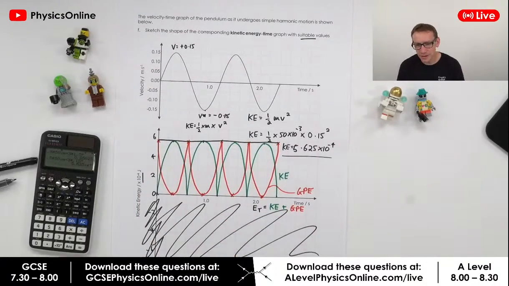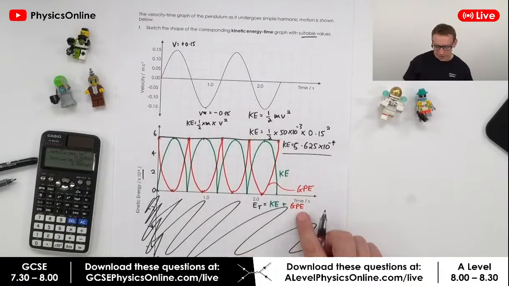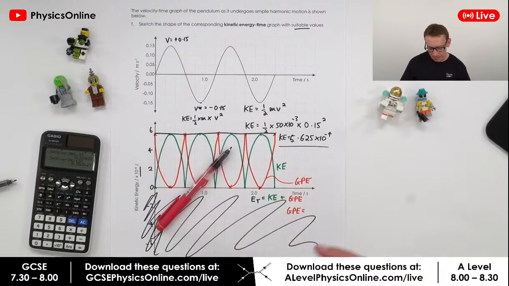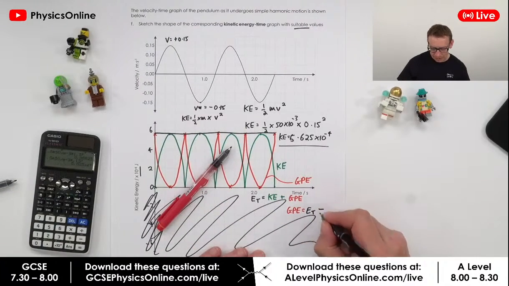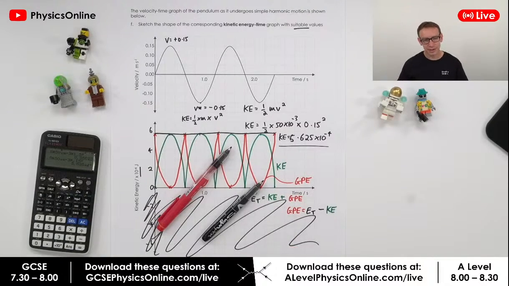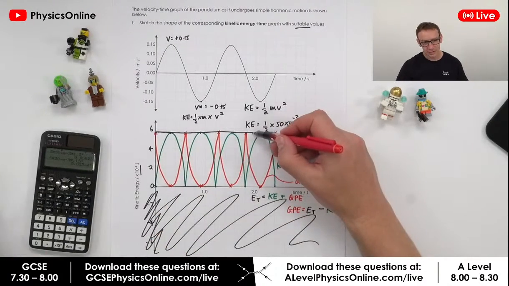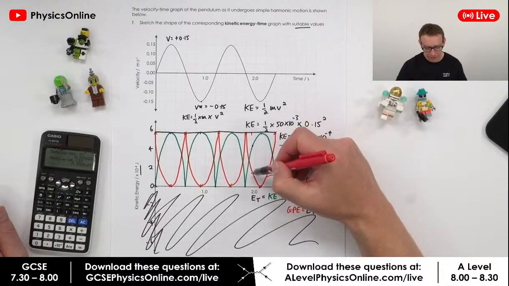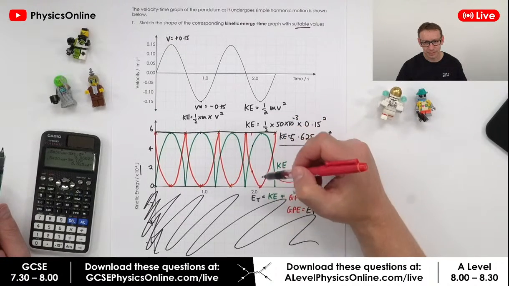How do you find the GPE? Basically, the GPE is the same as the total energy of that system, take away the kinetic energy at that point. So effectively, if you imagine that this is the total energy in black, if you take away the value of the green line, it's going to give you the value that's on that red line.